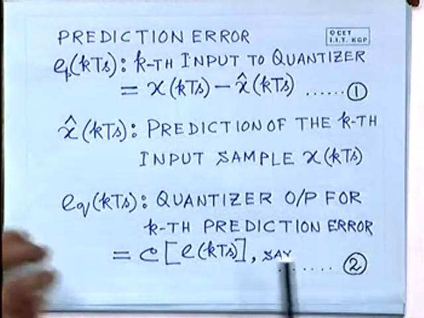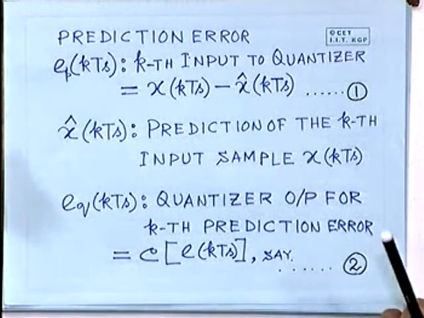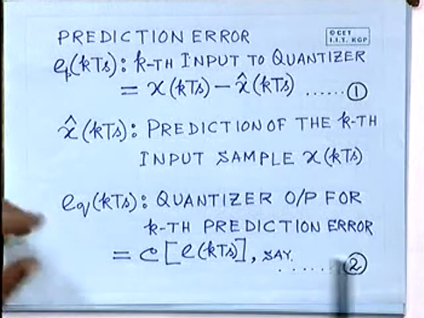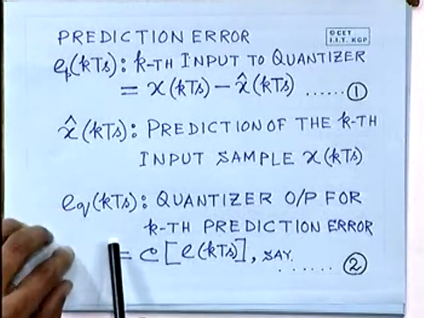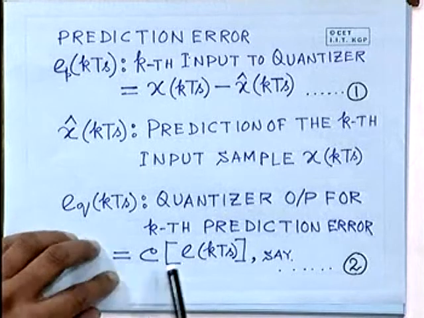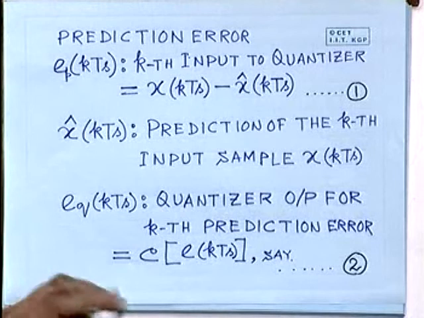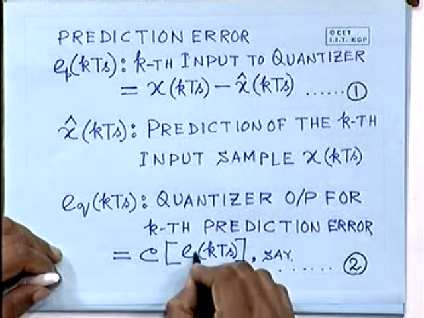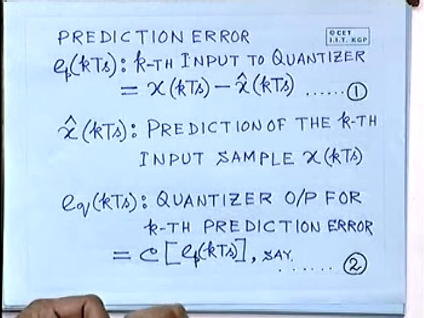In general, depending on the quantizer that you would like to use, a uniform or non-uniform or logarithmic, etc., there will be a relationship between EQKTS and EPKTS. I am indicating it in general by this function C of EPKTS, some function, may be linear, may be non-linear.